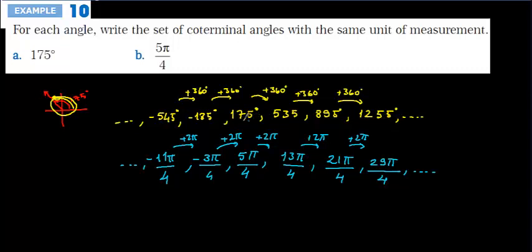So we don't have any difference here. 175, 535 or 895, they all share the same initial and terminal sides. So we can say 535 is coterminal to 895, or 13 pi over 4 is coterminal to 29 pi over 4. We can say it like that.